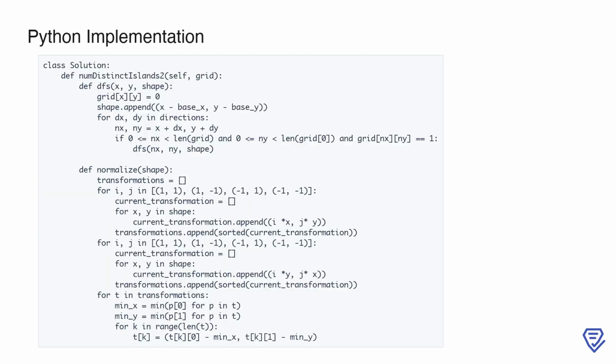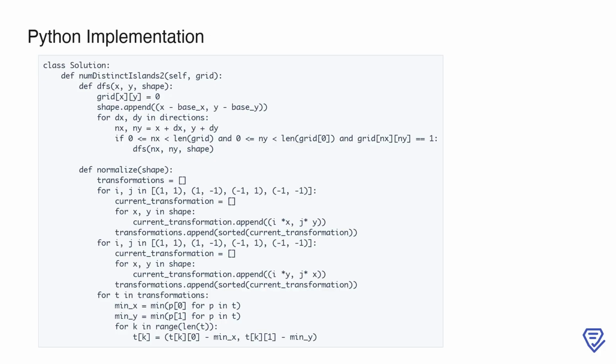Here, we define the main function numberDistinctIslands2, which takes a grid as input. To start, we use a helper function called DFS to perform a depth-first search. The goal of DFS is to explore all the connected cells of an island, marking them as visited by setting their value in the grid to 0, and recording their relative positions in the shape list. The relative positions are calculated based on the starting coordinates of the island, represented by base_x and base_y. This way, the shape of the island is always described relative to its top left corner, regardless of its position in the grid.